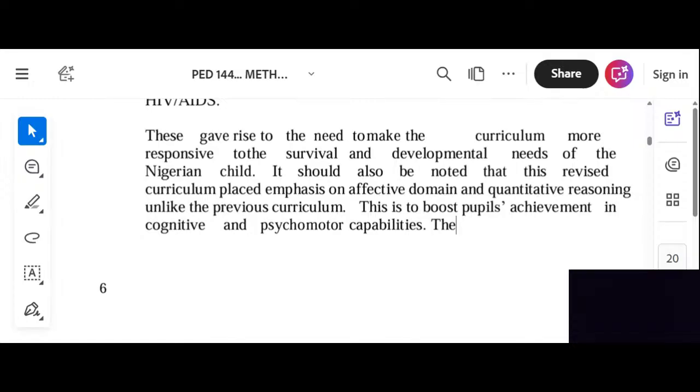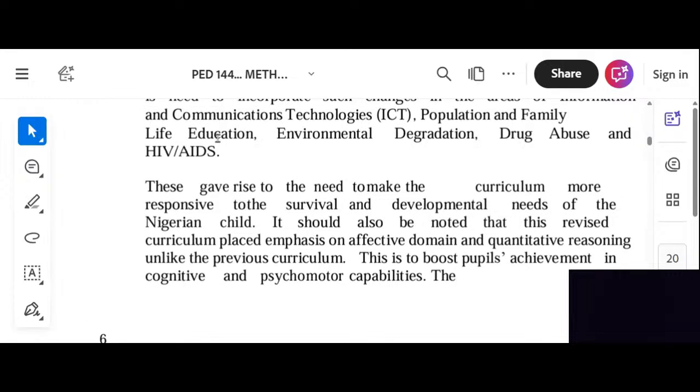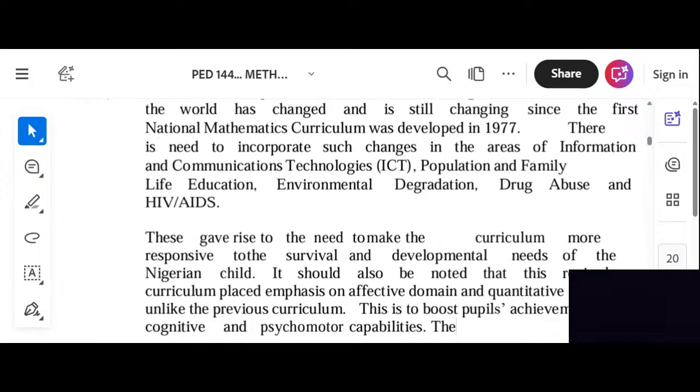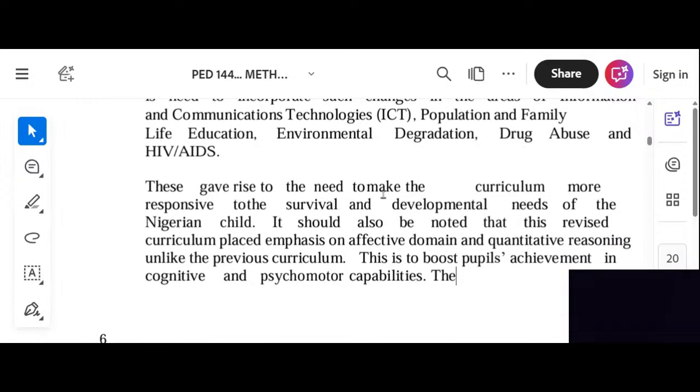So that statement that we just finished reading, which says that the need of mathematics in this ever-changing world of communication technologies, population, family life education, environmental degradation, drug abuse, and HIV and AIDS gave rise to the need to make the curriculum more responsive to the survival and developmental needs of the Nigerian child. Now, it should also be noted that this revised curriculum placed emphasis on affective domain and quantitative reasoning, unlike the previous curriculum. Now, what are they trying to say here?